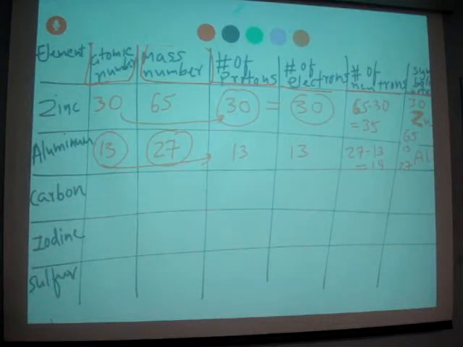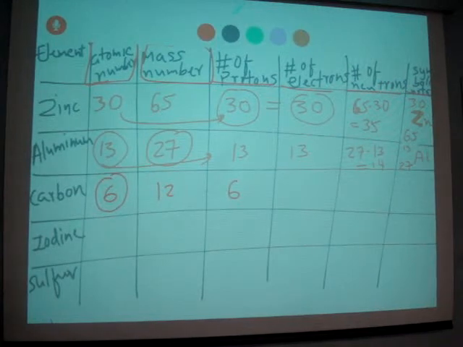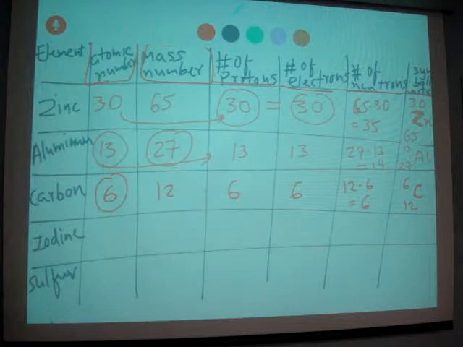Now let's work on carbon. Carbon has atomic number 6 and atomic mass 12. Based on the number 6, we can say the number of protons and the number of electrons are 6 and 6. The number of neutrons is 12 minus 6, which is 6. And when we write the symbolic notation, the symbol of carbon is C, and we write 6 and 12. So that's the symbolic notation for carbon.